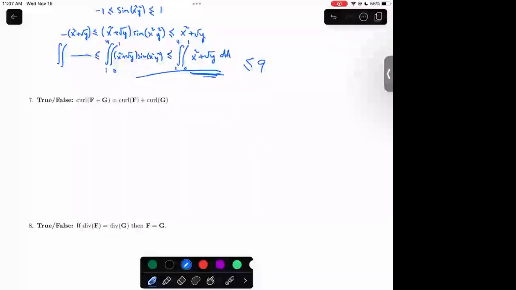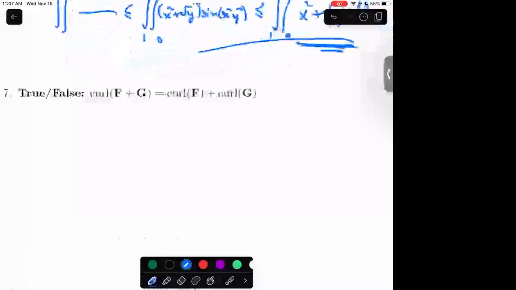So for problem number 7, there's a couple of different ways that you can go about this. But one relatively nice way is to remember that the curl is given by a cross product. So if you wanted the curl of f plus g, this would be the cross product between your del operator and the vector field f plus g, right? When you take the sum of these two vector fields.